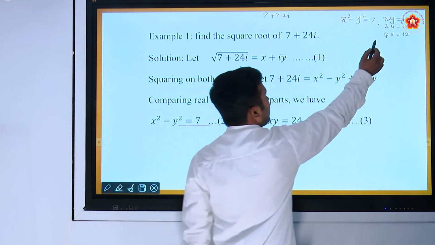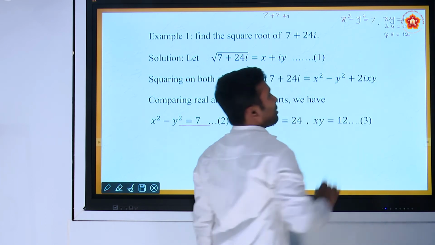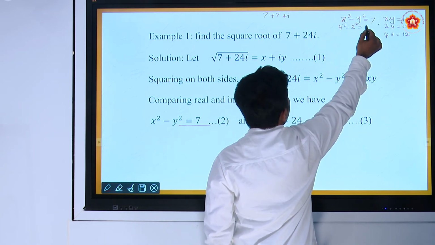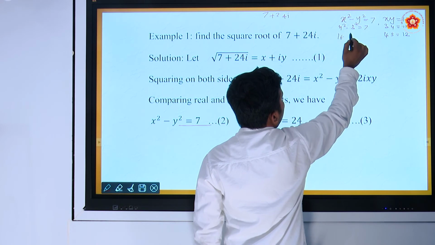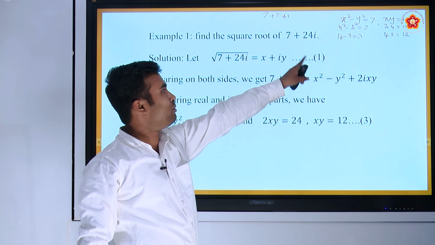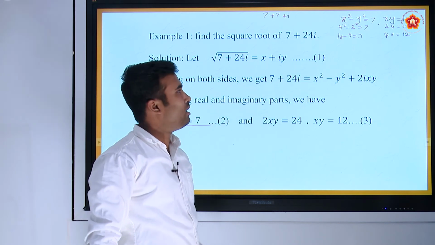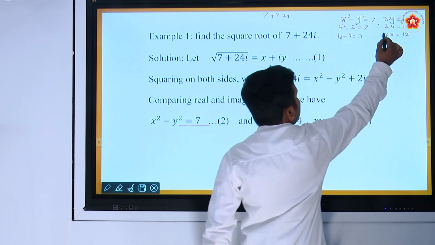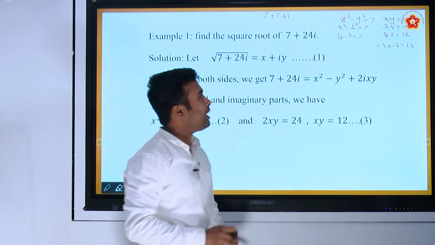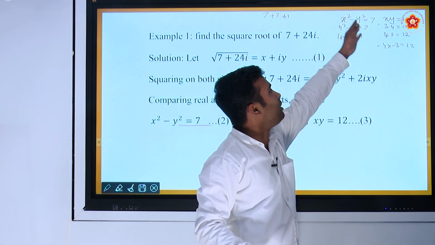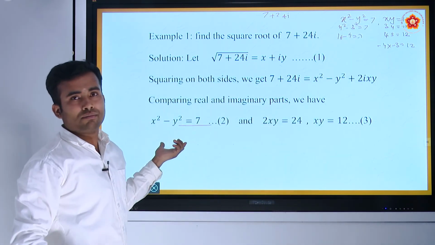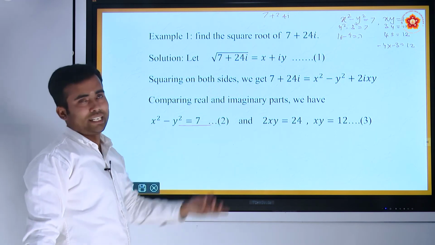4 into 3 is also equal to 12. That is, we are taking x and y as plus 4 and plus 3. If I substitute that, 4 square minus 3 square is equal to 7, obviously 4 square is 16 minus 9, which is equal to 7. Hence, I can take x equal to 4 and y equal to 3, positive values. In another way also, I can take x equal to minus 4 and y equal to minus 3, which is also equal to 12. You can substitute this in the equation, and that equation will be satisfied.